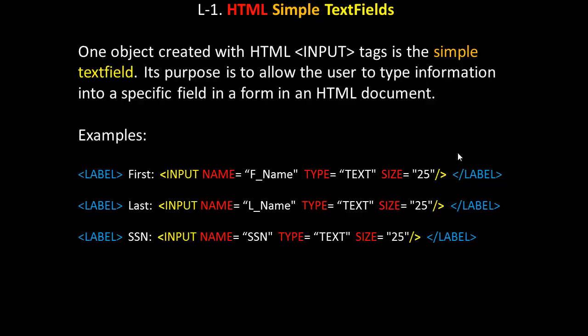We create them first by using labels. This is the part that the user will actually see on the web page. In other words, first colon, last colon, and SSN colon. Now, within the input tags, that will be invisible to the user, but we're declaring the field name. So F_name, L_name, and SSN would be the field names of our text fields.